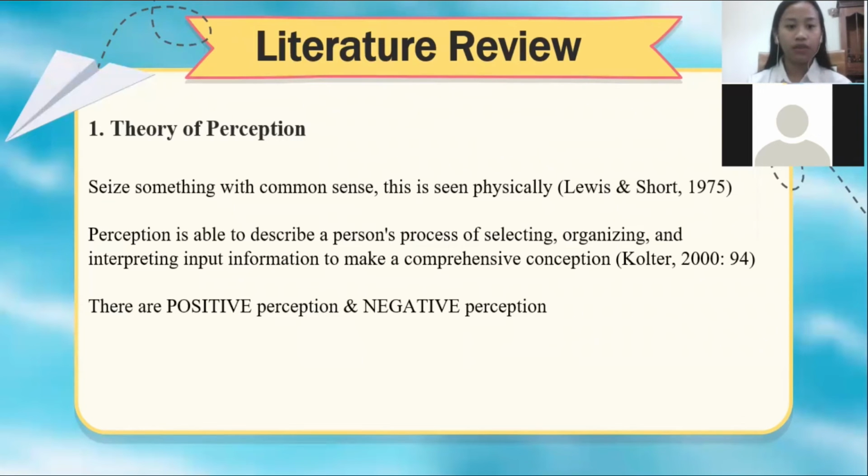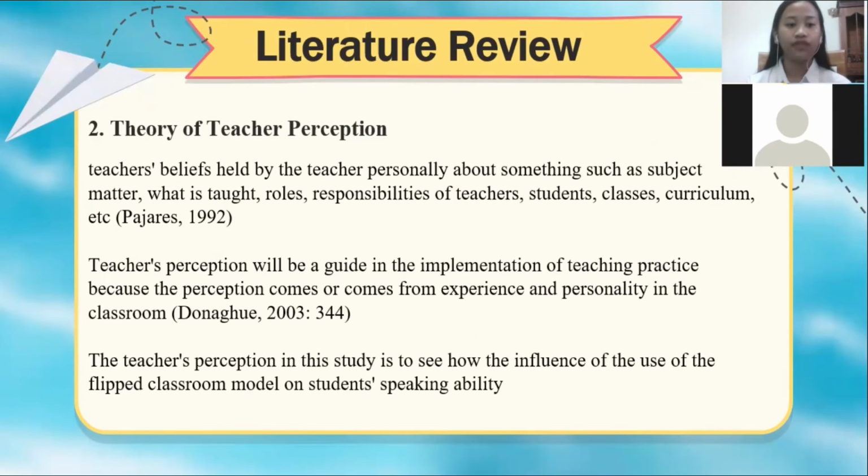And next, I will elaborate about the theory of teacher perception. As I said before, in using the flipped classroom model, the teacher can give two perceptions, whether positive perception or negative perception. The teacher perception is defined as a belief held by the teacher personally about something, such as subject matter and what is taught, roles that will guide the implementation of the teaching practice, because the perception comes from the experience and personality in the classroom.